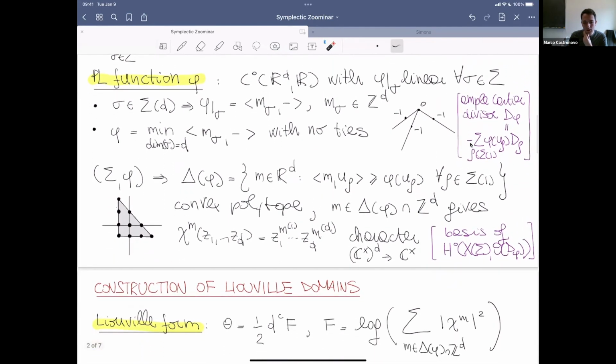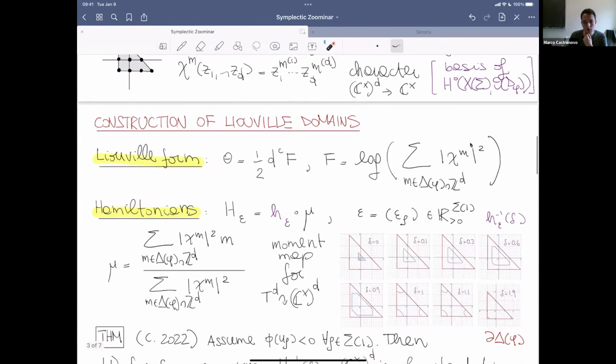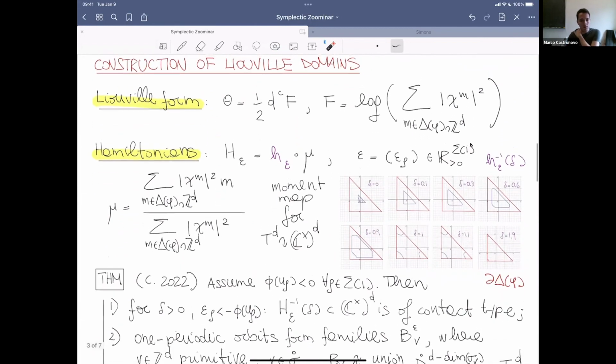Okay, so the construction of the Liouville domains that I want to advertise today goes as follows. First, you construct a global Liouville form on (C^*)^D by considering this function: the log of the sum over all lattice points in the polytope Delta_phi of the norm squared of the corresponding character. And the first statement is that this function is pluri-subharmonic.